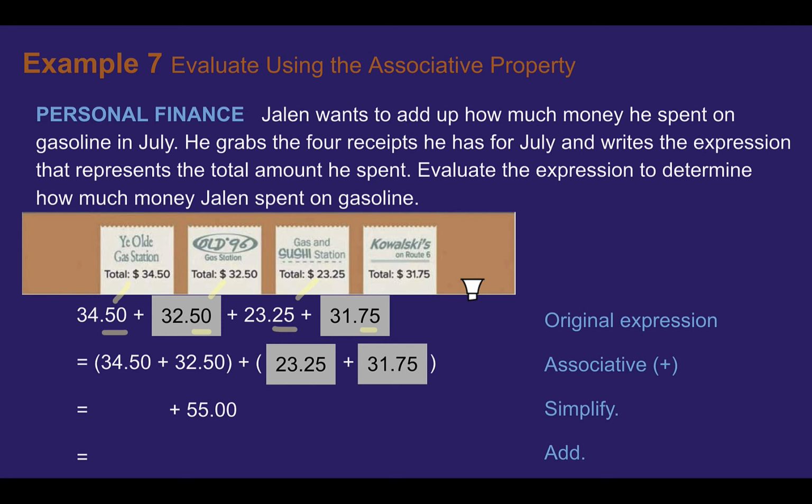Now I'm going to add the first two things together. $34.50 plus $32.50 is $67. They already added the other two together. Finally, combining our two groups, we can see $122. So we added groups that were easy together first, rather than just going add the first one, then add the next one, then add the next one, then add the last one.